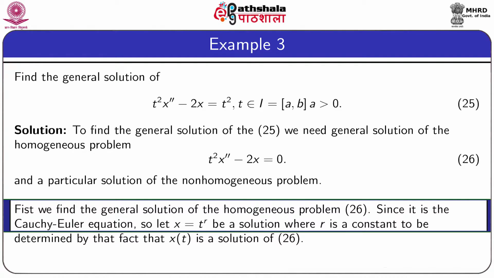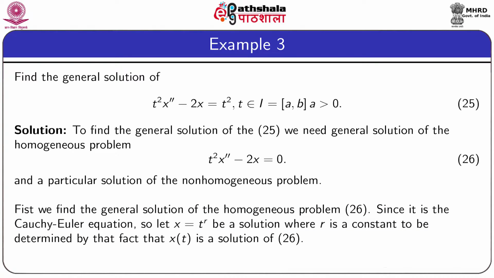First, we find the general solution of the homogeneous problem 26. Since it is a Cauchy-Euler equation, let x equal to t to the power r be a solution, where r is a constant, which is to be determined by the fact that x(t) is a solution of 26.